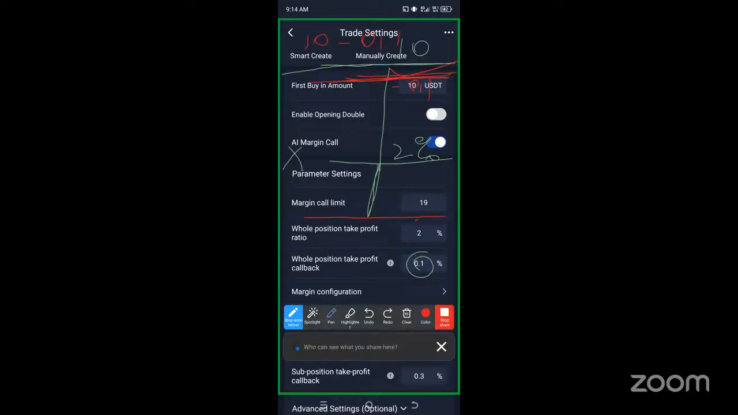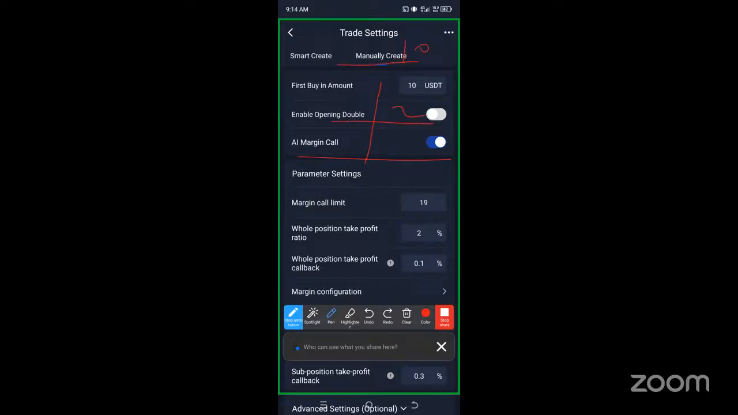remember, the profit I desire is 2. But because on callback I have put this one, the robot will not sell when the market reaches here. It will give me a chance to keep going, even if it reaches 100%. When it comes down 0.1, whatever I have put here, the robot will sell when the market is coming down. I get this profit. I get 2% here, then 10% here. When it comes down a little bit here, all this profit, I will get it above the profit ratio.